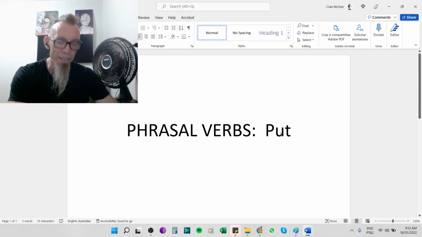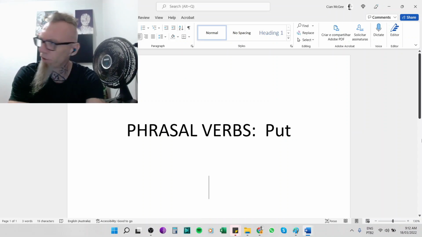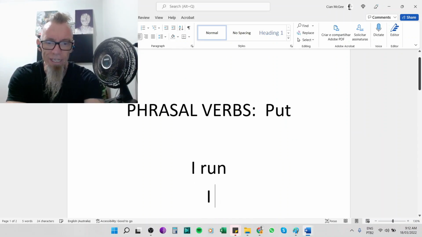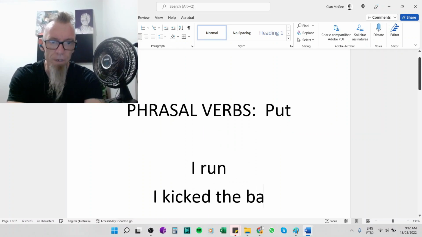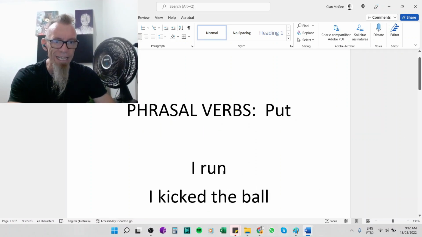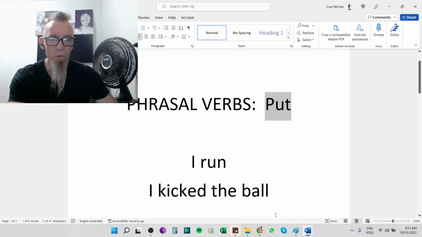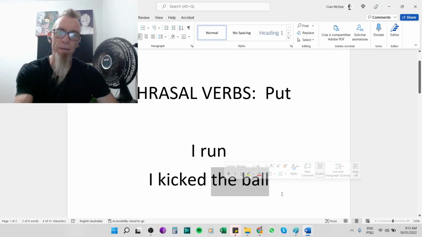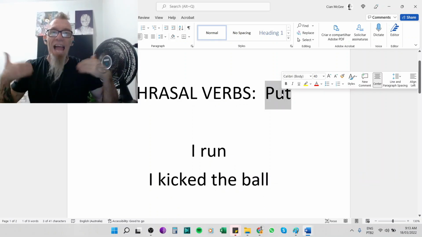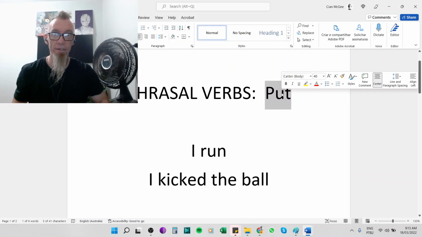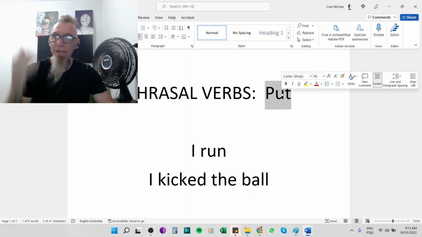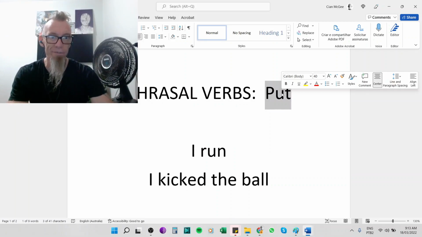Oh yeah, transitive and intransitive. Transitive, what? That's like when a verb requires an object. Or is that intransitive? I think intransitive is "I run," and transitive is "I kicked the ball." Intransitive means that it doesn't require an object at all, and transitive means that the verb needs an object. So with "put," as a verb on its own, it has no meaning. Put requires not just an object, but a preposition. Put is one verb that has to be a phrasal verb. I don't think there's any way you can use this verb that's not a phrasal verb.